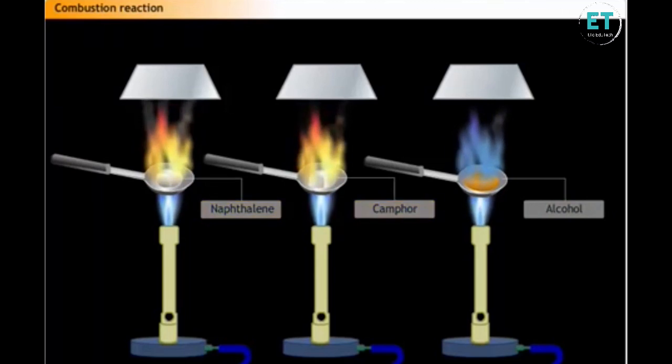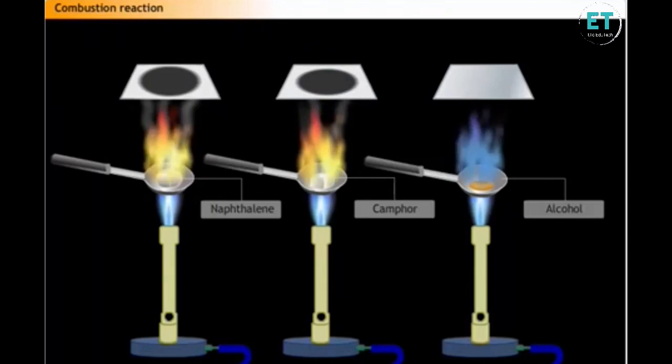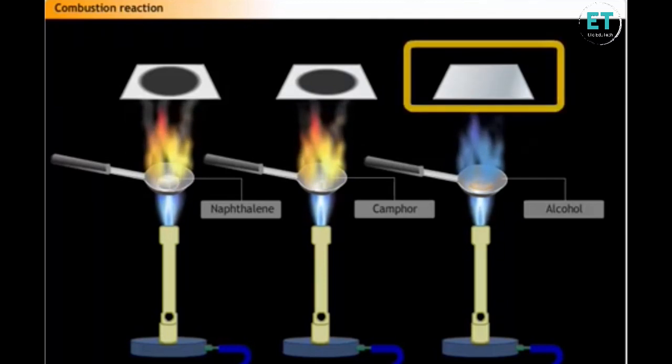Naphthalene and camphor are aromatic compounds, while alcohol is an aliphatic compound. Thus, we can conclude that aromatic compounds produce a sooty flame when burnt, and aliphatic compounds burn with a non-sooty flame.